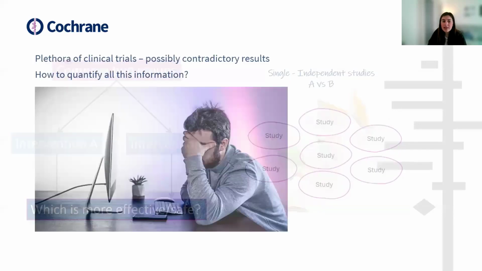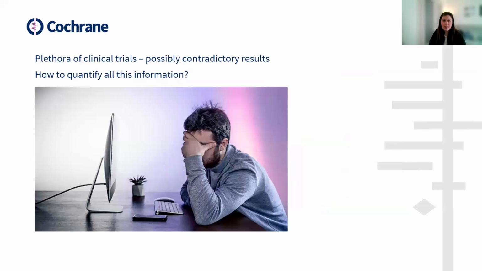So in such cases, we have a plethora of clinical trials which may have contradictory results. Some of them may say that intervention A is better, some of them may say that B is better, some of them may say that there's no difference. So we need to quantify all this information and draw a conclusion based on all this evidence. So how are we going to do that?